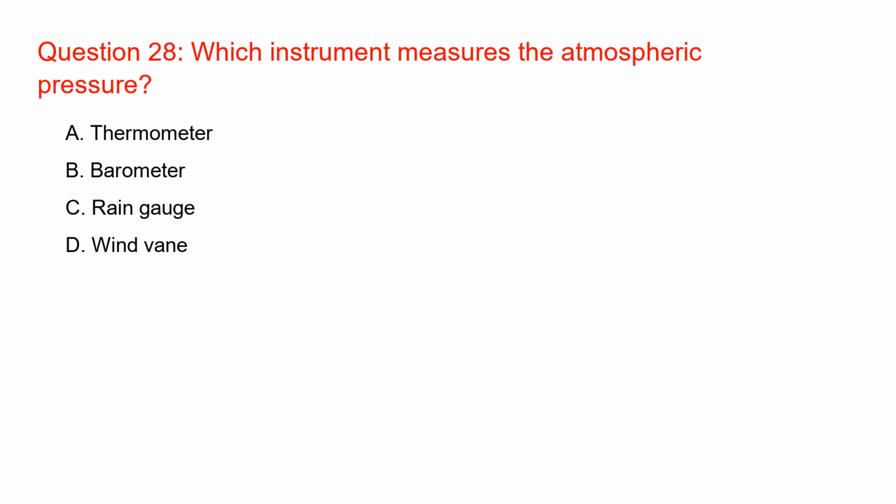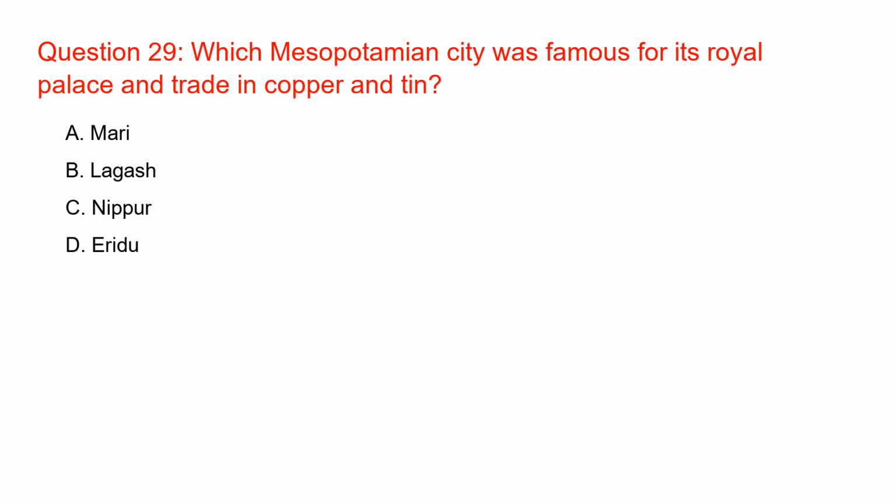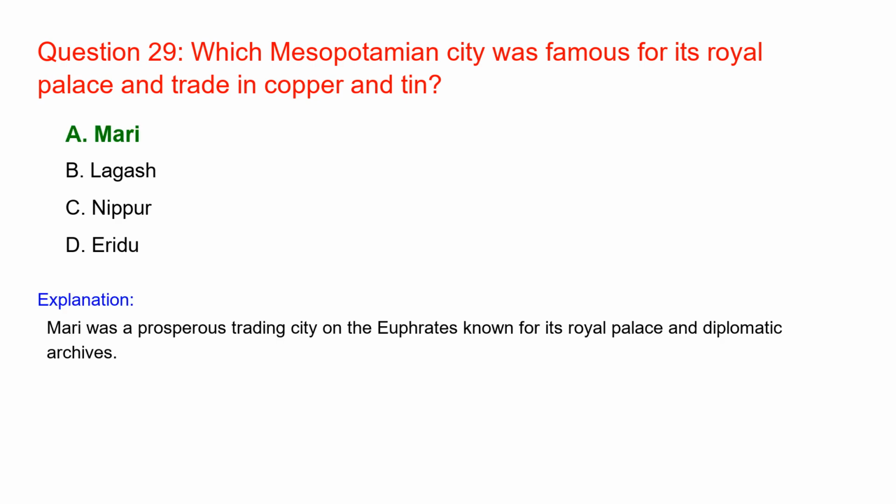Which instrument measures the atmospheric pressure? Barometer. A barometer is used to measure the weight of the air. Which Mesopotamian city was famous for its royal palace and trade in copper and tin? Mari. Mari was a prosperous trading city on the Euphrates known for its royal palace and diplomatic archives.